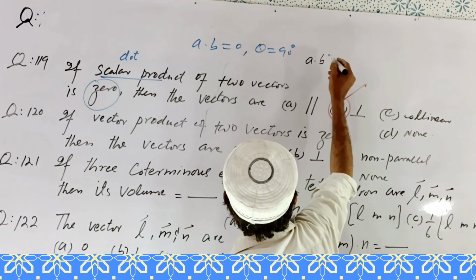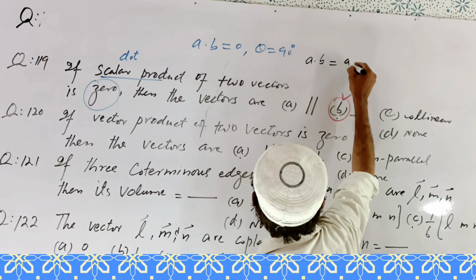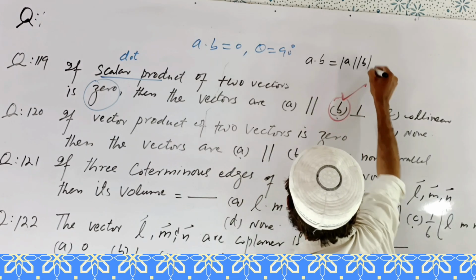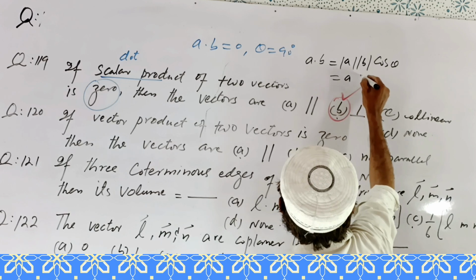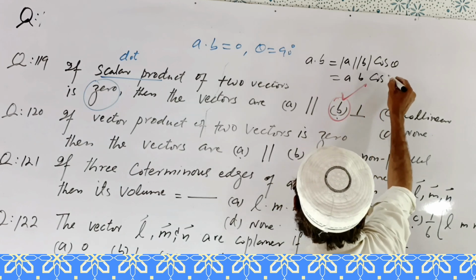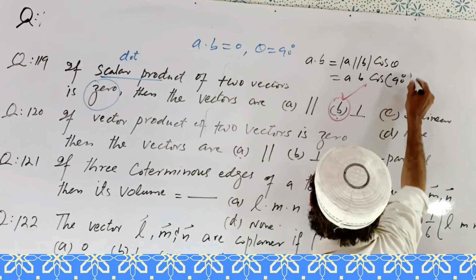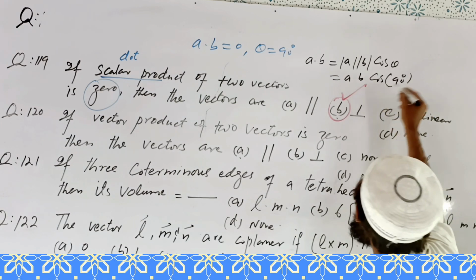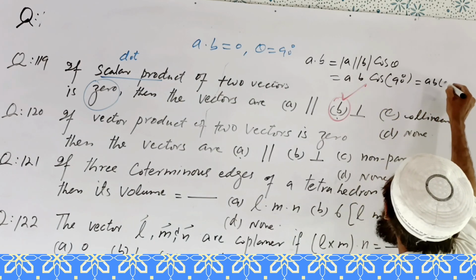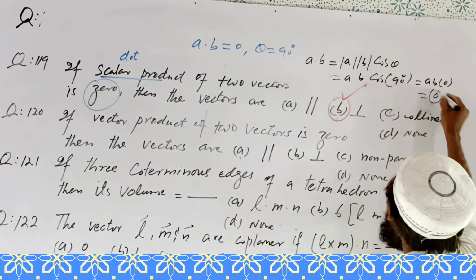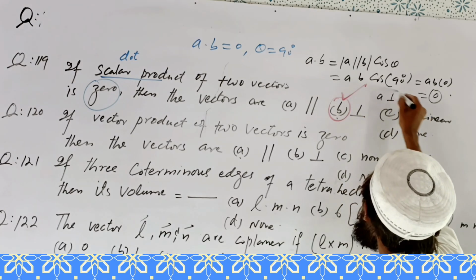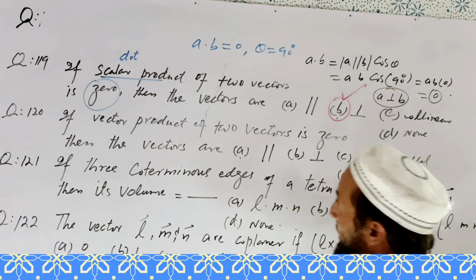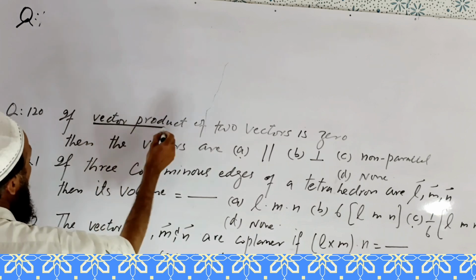A dot B is equal to A magnitude and B magnitude cos theta. Here theta is 90 degrees, and cos 90 is equal to 0. So A dot B is equal to 0, which means that A is perpendicular to B.